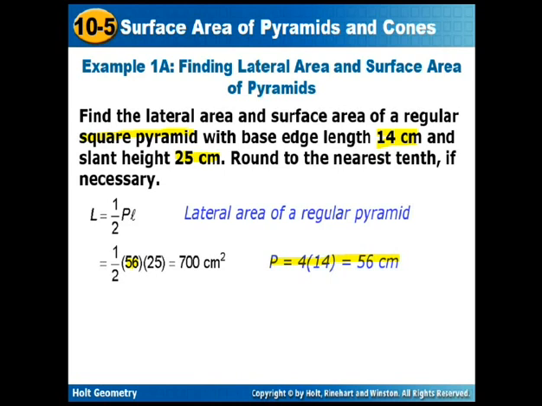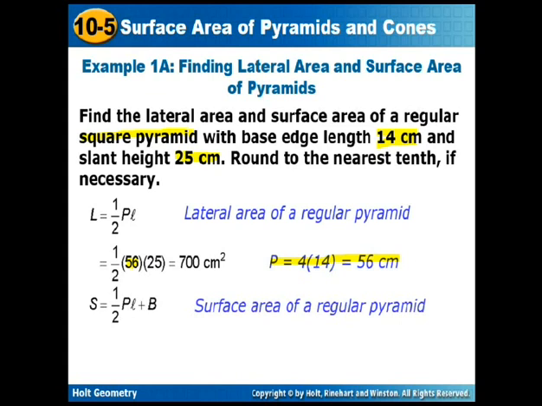The base is a square. Since it is a square pyramid, the perimeter of the square is 4 times the side length, which is equal to 56 centimeters. And the slant height, which is given here, is 25 centimeters. The answer is 700 square centimeters for the lateral area.